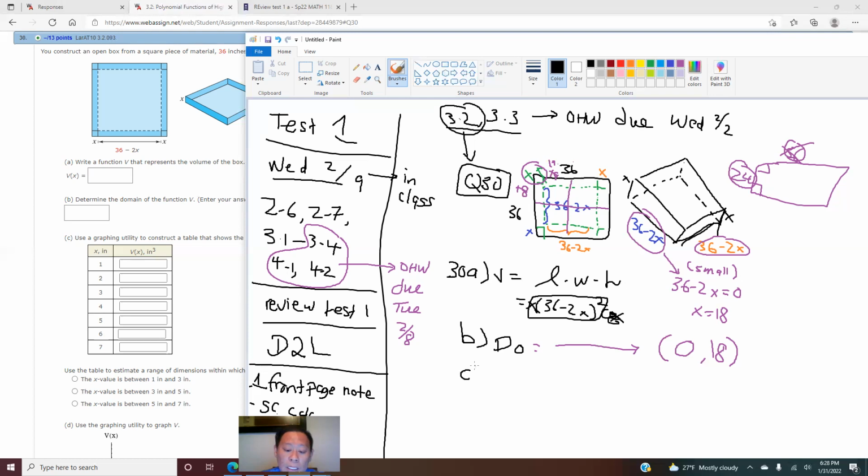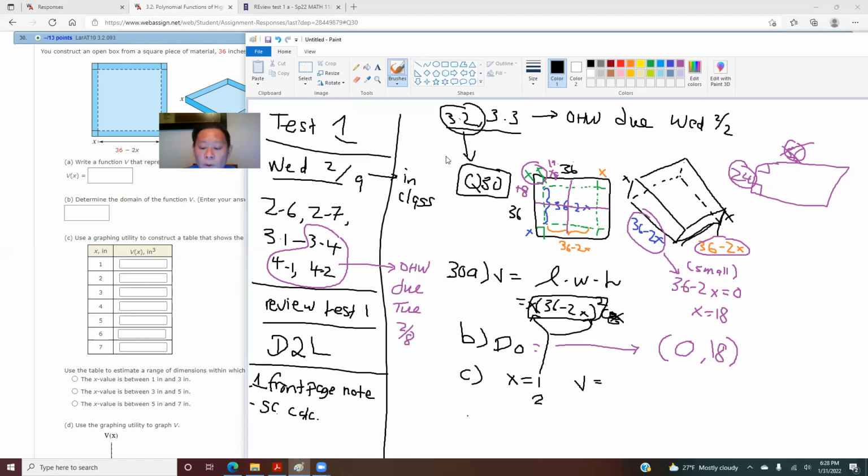Part C will be easy. You just need to substitute x as 1. So plug x as 1 over here, and you will get your V. And then you continue to plug in x is 2, 3, 4, all the way till 7. And you will get your V answer. Okay, so again, make sure you put this in your calculator.